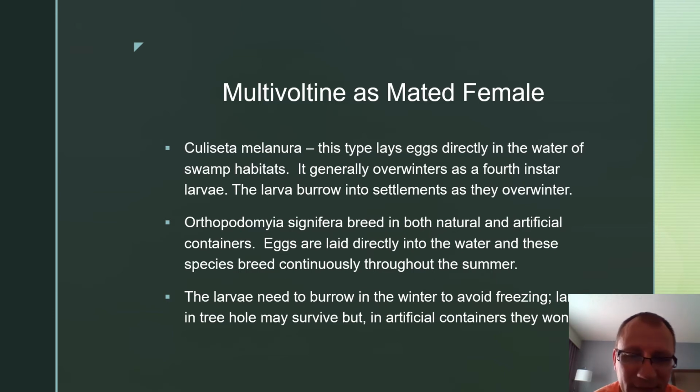In the species Orthopodomyia signifera, they breed both in natural and artificial containers. Eggs are laid directly into the water, and these species breed continuously throughout the summer. The larvae need to burrow in the winter to avoid freezing, so they may survive in a tree hole, but they definitely would not survive in an artificial container.